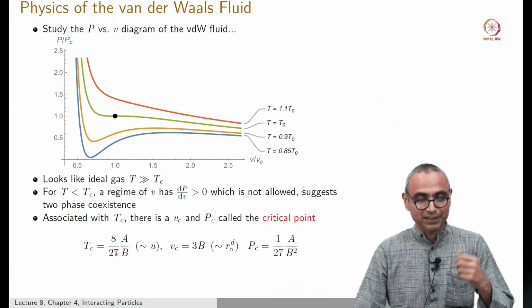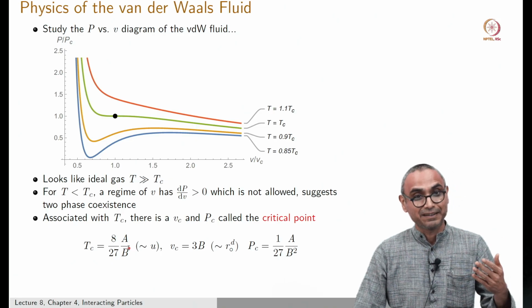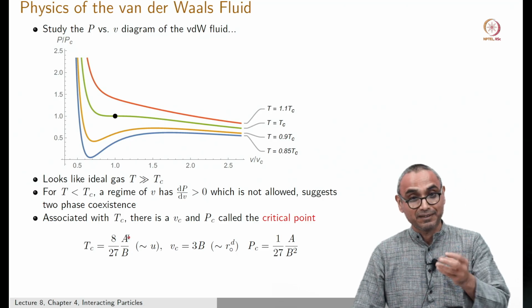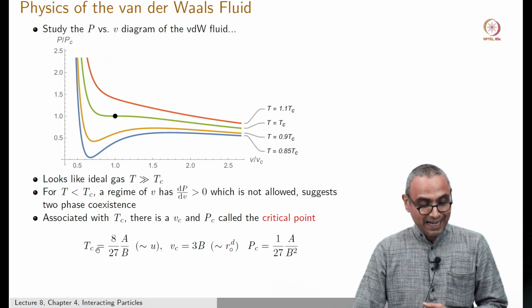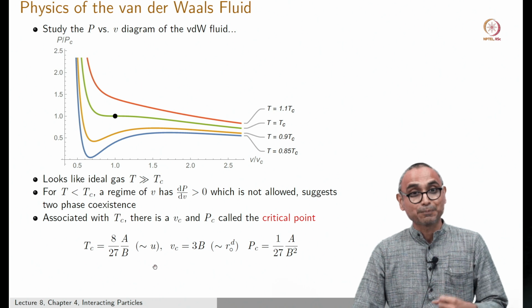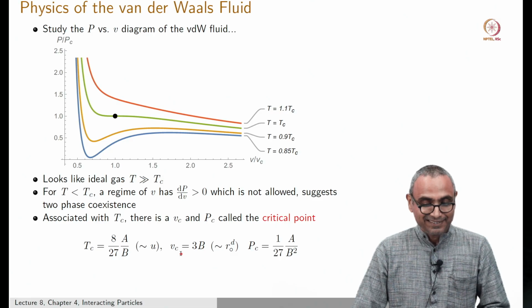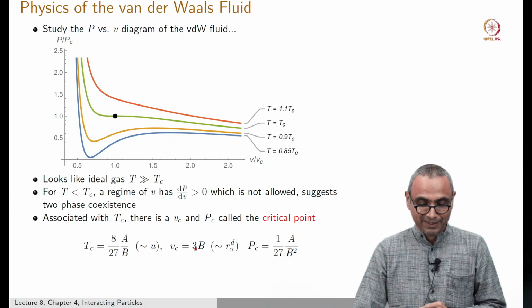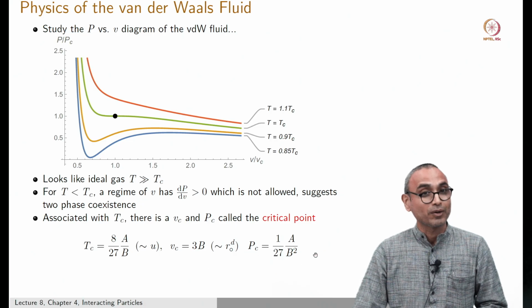8 by 27 is a bunch of numbers. A by B, remember A was related to the interaction strength and B was related to the volume, interaction strength times the radius of the volume of the hard sphere, and B was simply the radius of the volume of the hard sphere again, sorry. And therefore, what you find is that this Tc itself is proportional to this U, and this Vc is just 3 times the quantity B, and Pc is of course related by the equation of state, and Pc turns out to be this quantity.